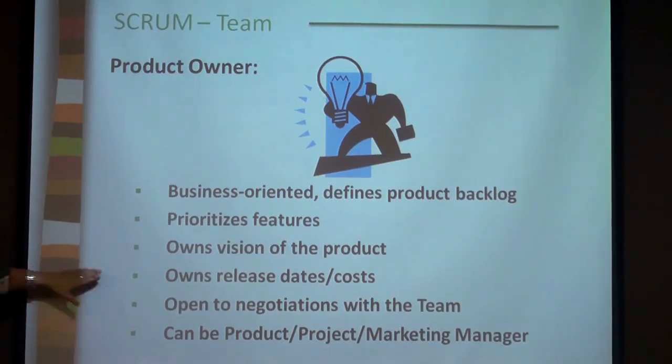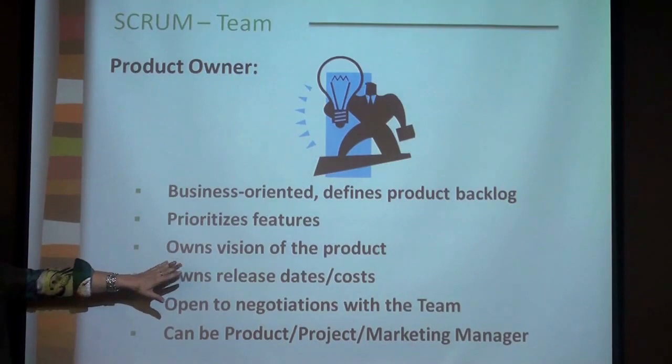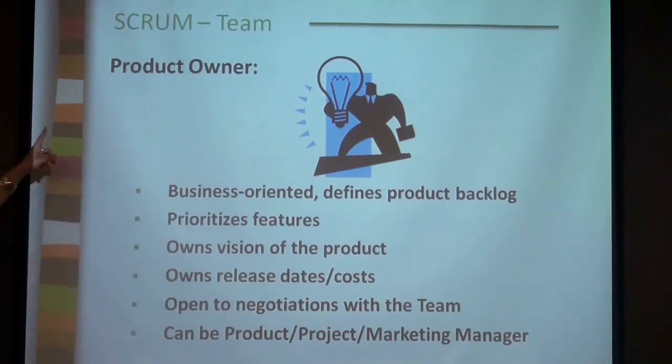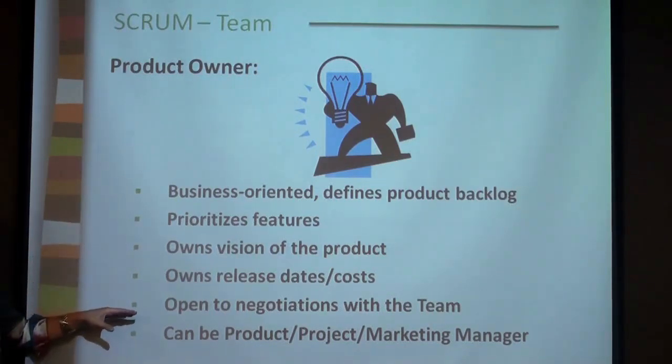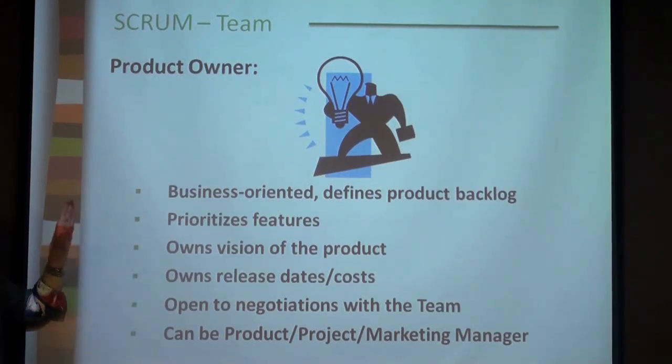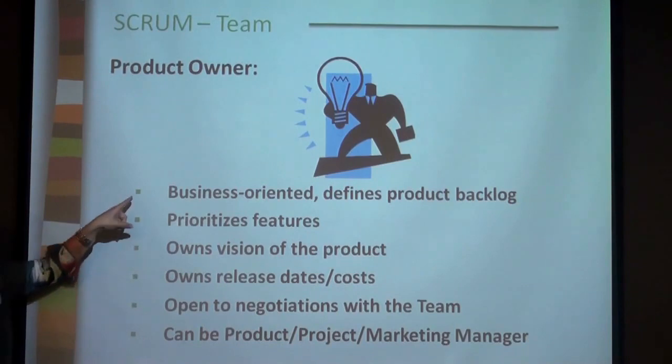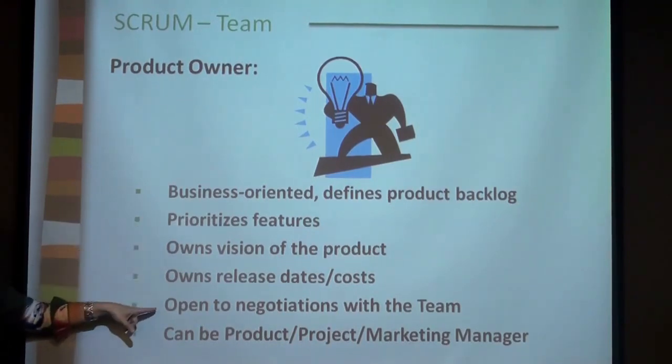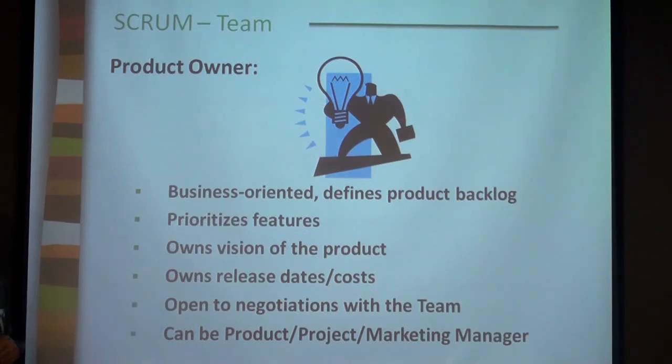So, but again, we need to define the release dates and costs and schedules, and then the product owner is to validate the schedules and see whether we meet the market requirements or are we off. Are we in time to meet the market requirements? So this is the responsibility of the product owner. And again, the product owner has to be very firm in defining the product requirements. But that person should also be open to negotiations with the team.